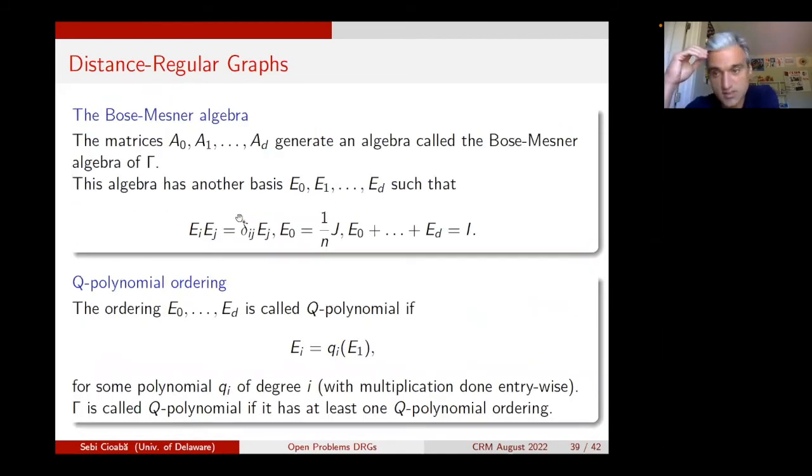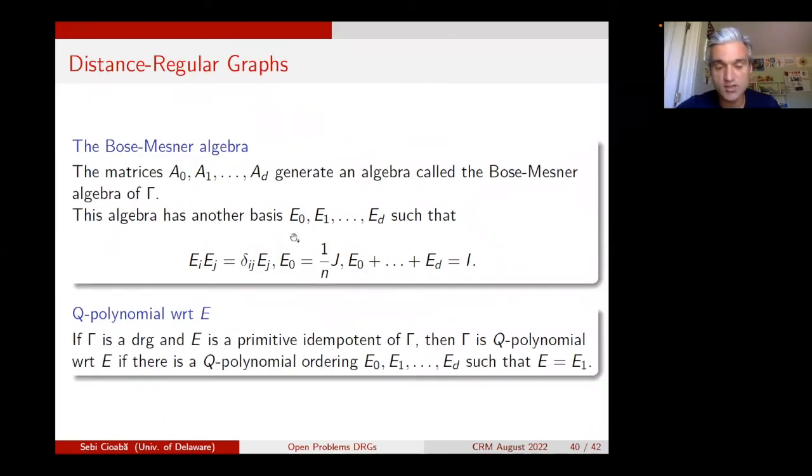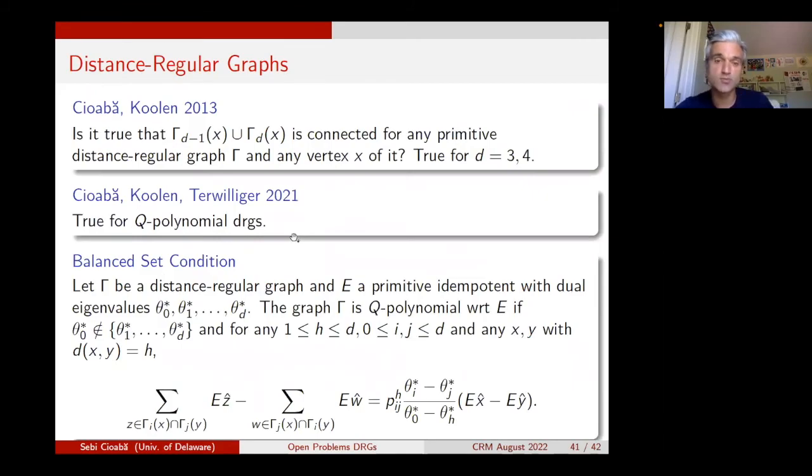And then later on, I visited the University of Wisconsin in Madison and told Paul Terwilliger about it. And he suggested trying to prove this for cube polynomial distance regular graphs. So, I'm out of time, sorry. Essentially, this is my last slide: we proved that this property is true for cube polynomial distance regular graphs. And the key ingredient was this balanced set condition that has been used in proving other combinatorial properties involving girth, for example, of cube polynomial distance regular graphs.